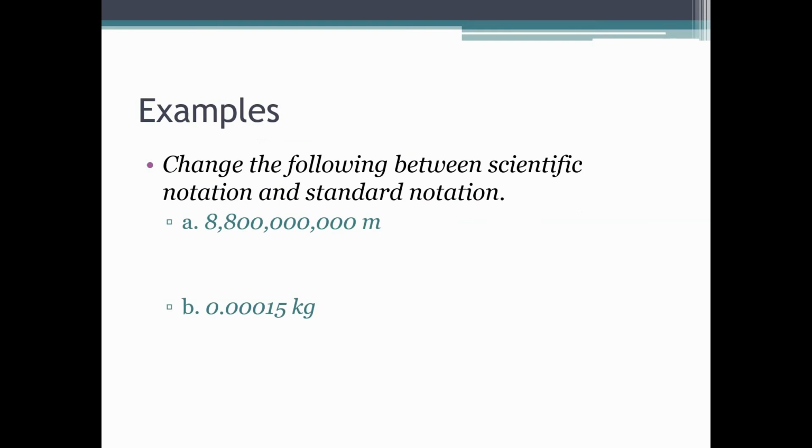So here are some examples. We're going to change the following between scientific and standard notation. Letter A gives us 8,800,000,000 meters. Before we do anything else, let's just keep track of how many sig figs we're starting with so we know that we are ending with the same number. Here we've got 2 non-zeros, so these are definitely going to count. And then we've got all these trailing zeros.